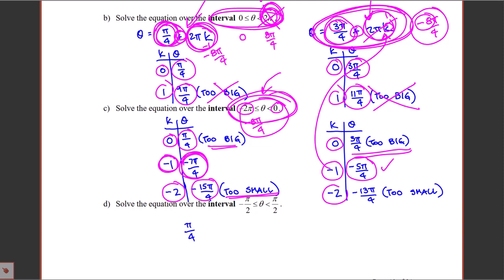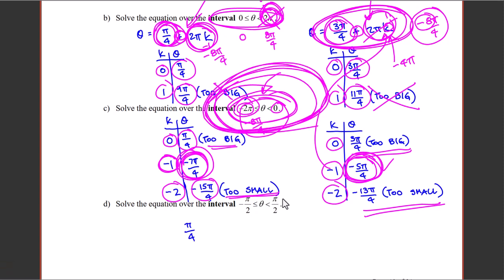If I plug in negative 2 here, I get negative 4 pi, which is already going to be past this, and it's going to be too small. So these are the two answers I want for this restriction.